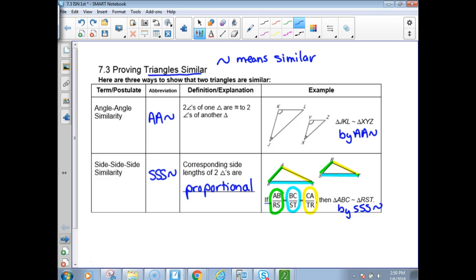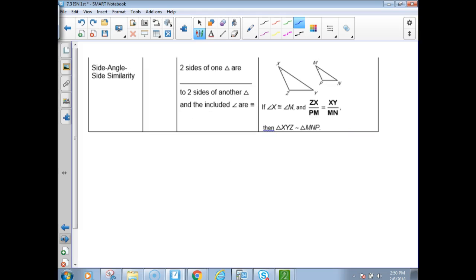Okay, let's do a couple of examples of how to use this. All right, actually, there's one more to do before we do the examples. Anybody need this still? Okay, so we got one more. There's only three. Side, angle, side, similar. Only three ways to prove similarity.